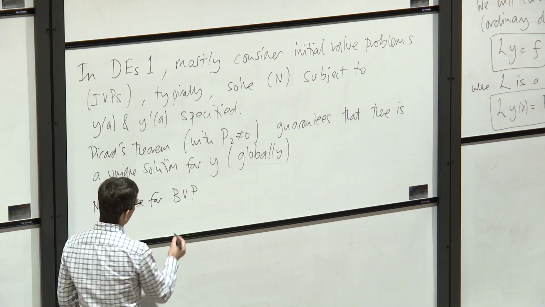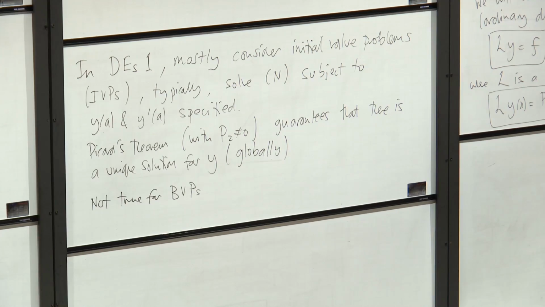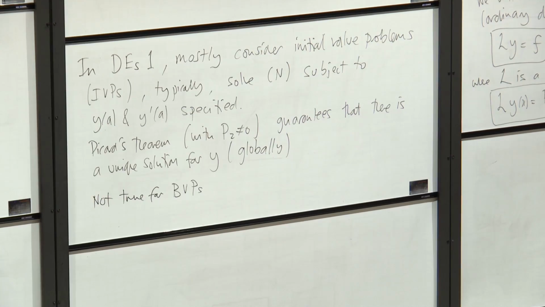I've already shown you two examples where that's not true, where instead of specifying y and y primed at one point, we have boundary conditions at two different points, and you can either get non-existence or non-uniqueness.